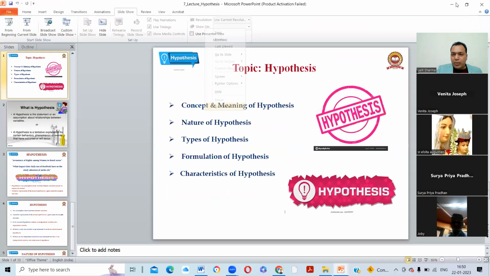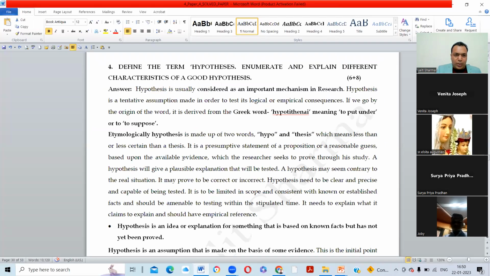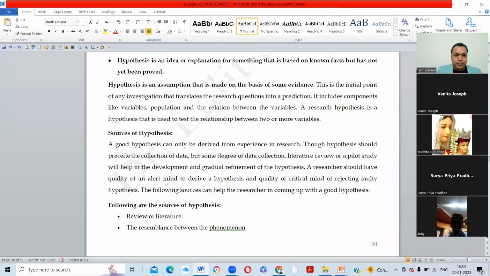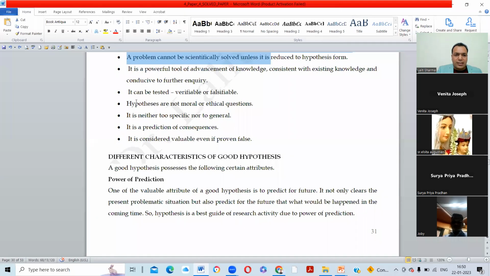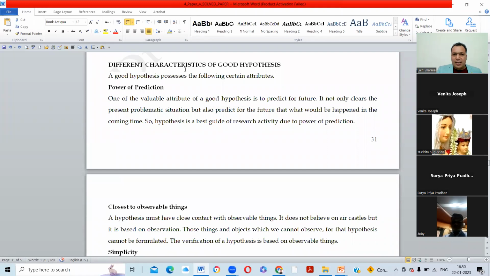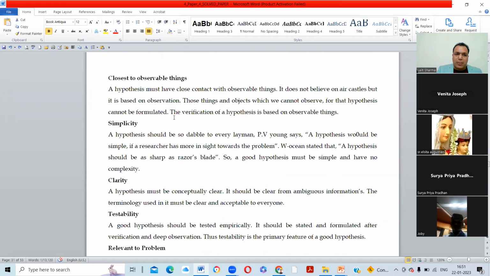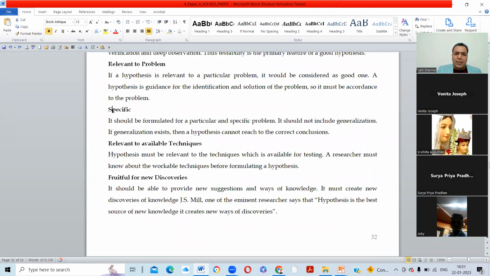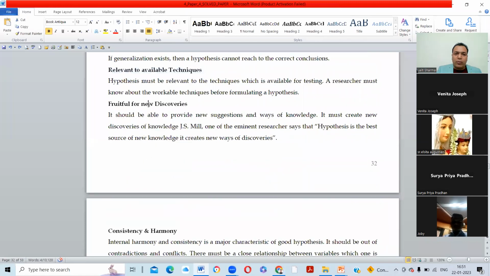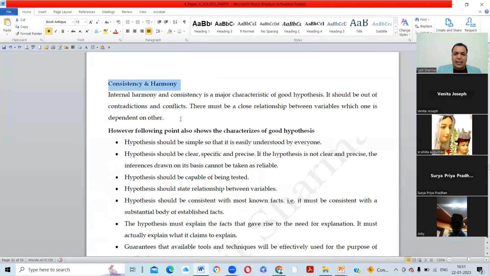Now I open the Word file, because you have to learn and you need a lot of material. So now you can see the Word file. First there is the hypothesis, then after that the nature and characteristics of a hypothesis. Then the different characteristics: power of prediction, closeness to observed things, simplicity, clarity, testability, relevance to the problem, specificity, relevance to the available techniques, fruitfulness for new discoveries, consistency and harmony.